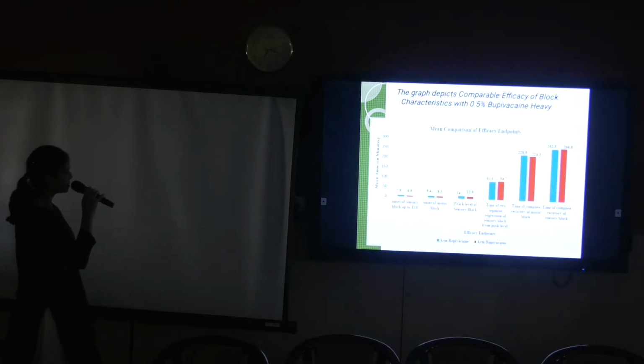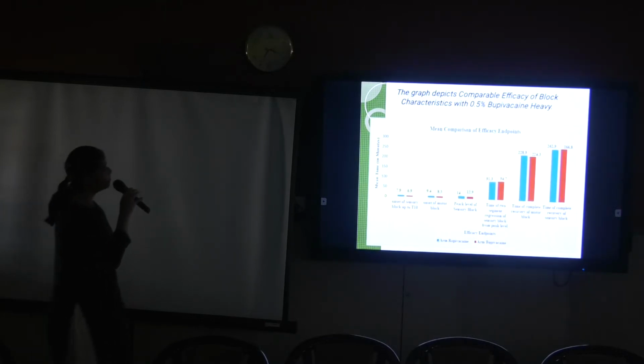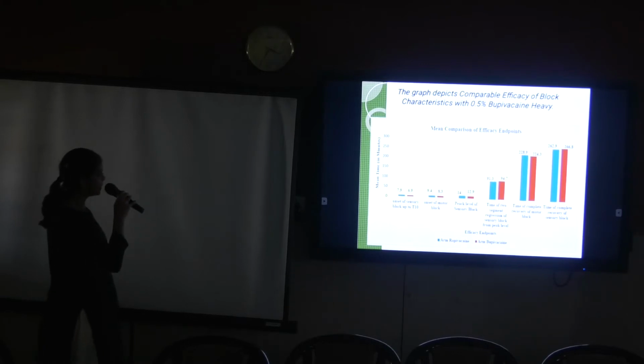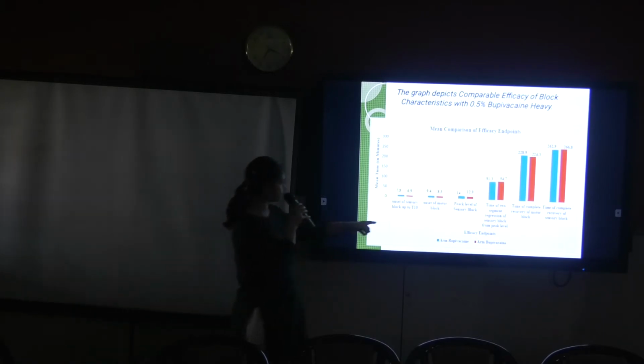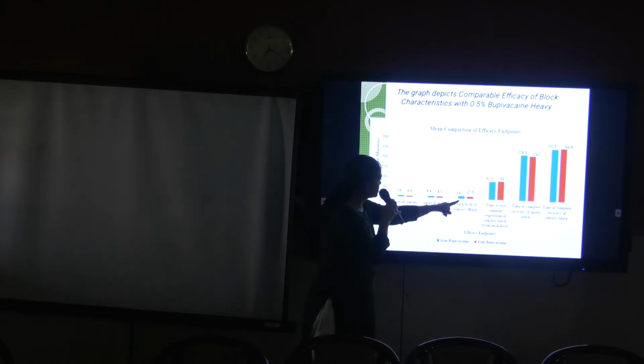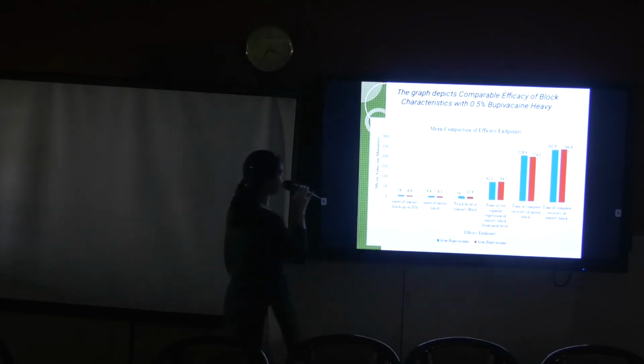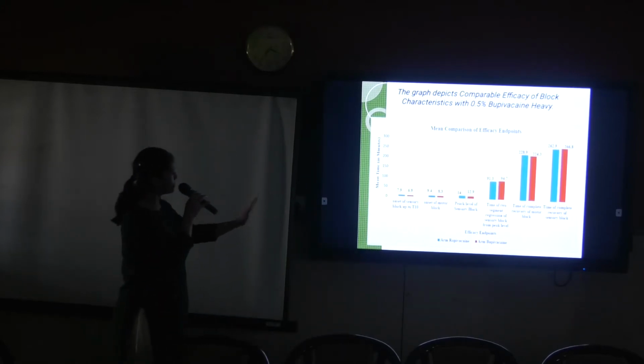So this is also a graph depicting the results in terms of onset of sensory block up to T10, then onset of motor block, and even the peak level of sensory block one can see. This is in the case of Ropivacaine and this 12.9 is in the case of Bupivacaine. So almost all the figures are definitely comparable.